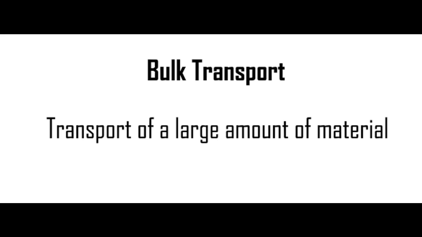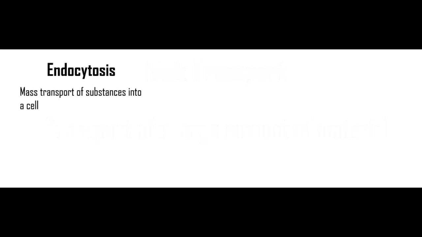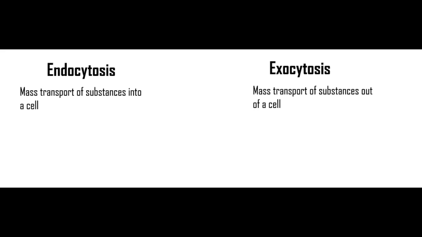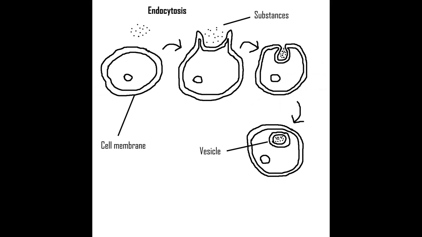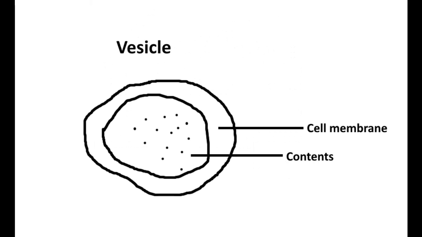Bulk transport is simply the transport of a large number of materials. It can occur by endocytosis, which is the mass transport of substances into a cell, or exocytosis, mass transport of substances out of the cell. These processes happen via the cell membrane folding and engulfing the substances, forming a vesicle. A vesicle is simply a sac formed by the cell membrane that contains substances inside of it. It can be transported to other parts of the cell to transport the substances.